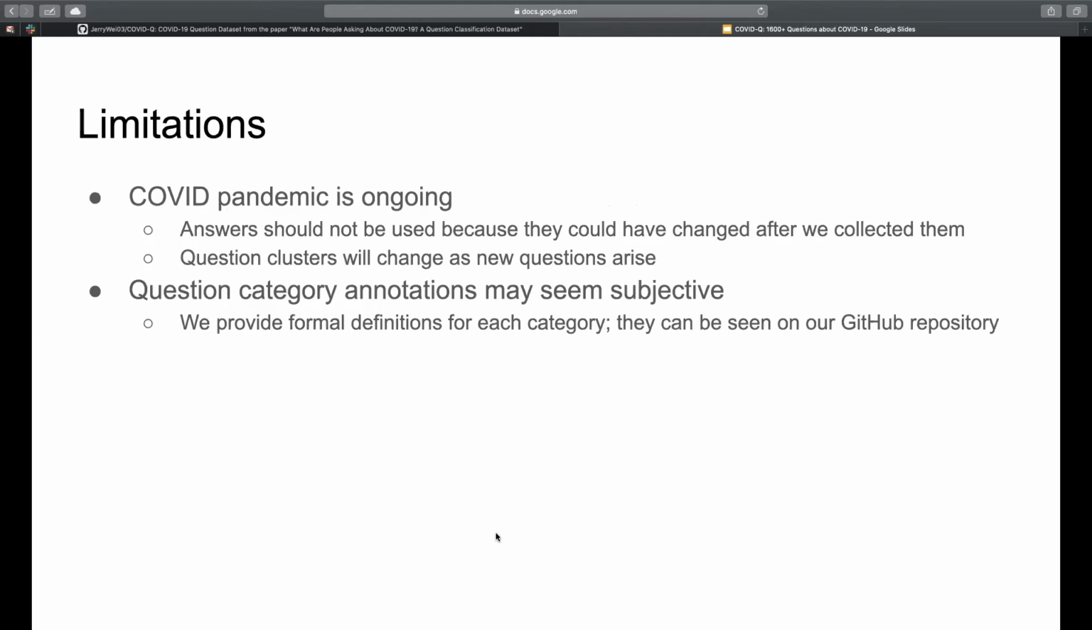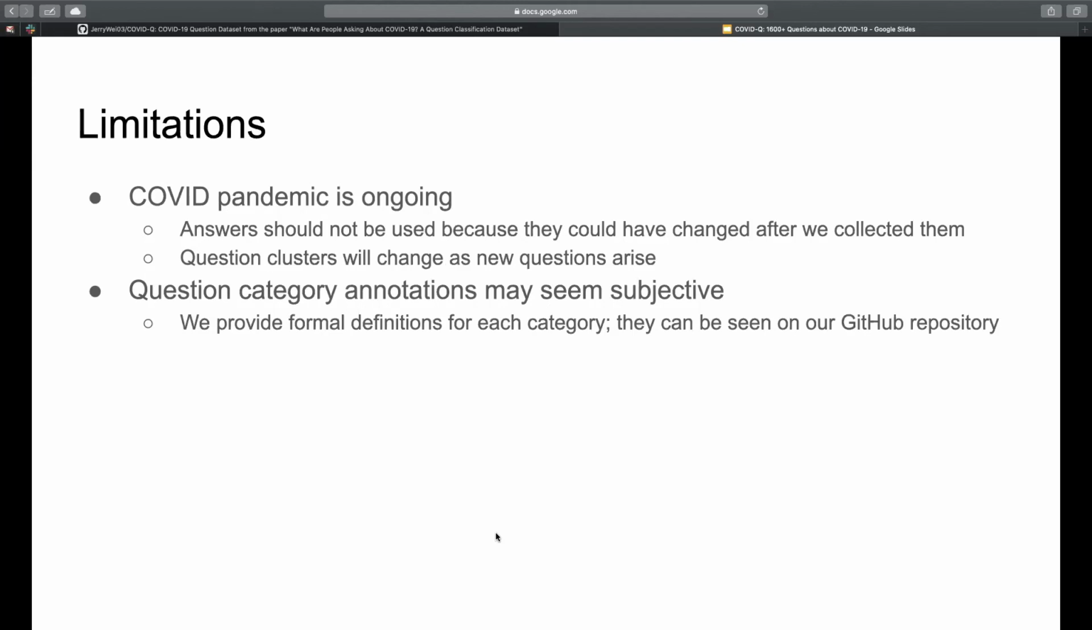There are some limitations with the dataset, and the first is that the COVID pandemic is ongoing, and this has two problems. First is that we don't recommend using the answers that we collected because they could have changed after we collected them. This could be a problem if, for example, a vaccine were to be discovered and our answer that no vaccine currently exists is used. Second, question cluster annotations might change as new questions arise.